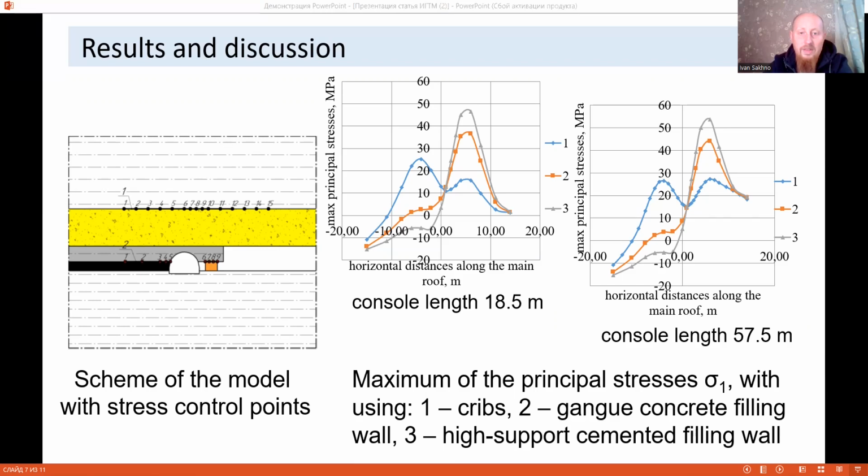The chart shows that a decrease in the rigidity of the filling wall, in the case of cribs, leads to a shift of the extremum to the side of the gate road towards the untouched massif. This increases the probability of cutting of the main roof from the side of the massif. Thus, the fact that gangue concrete can replace hard super cement when creating a filling wall is confirmed. An increase in the length of the console of the main roof from 18 to 57 meters caused an increase in stress by 27%.